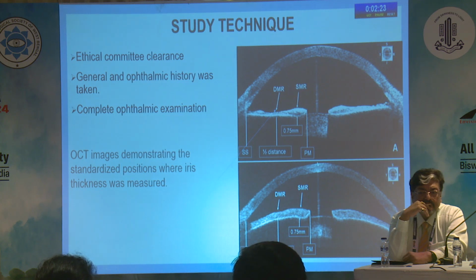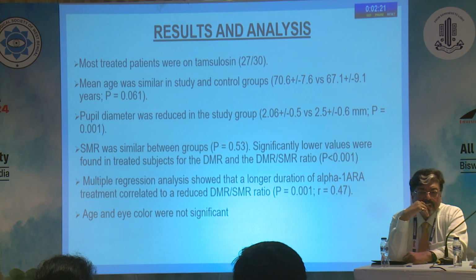And the results and analysis: the majority of patients, in fact 27 out of 30 patients, were treated with tamsulosin. The mean age was generally similar in the study and the control groups. The pupillary diameter was reduced in the study group. The SMR was similar between the groups, and age and eye color were not significant.